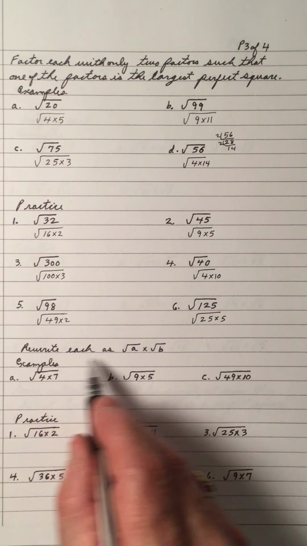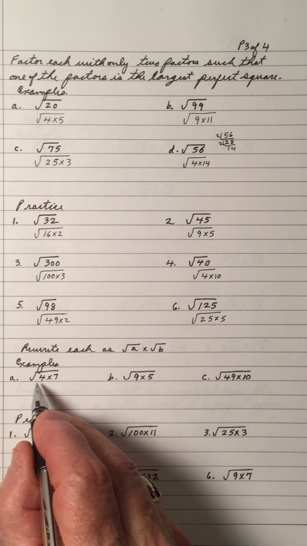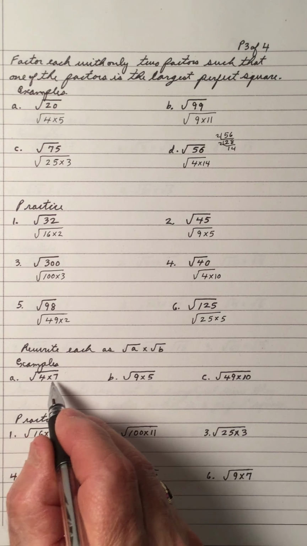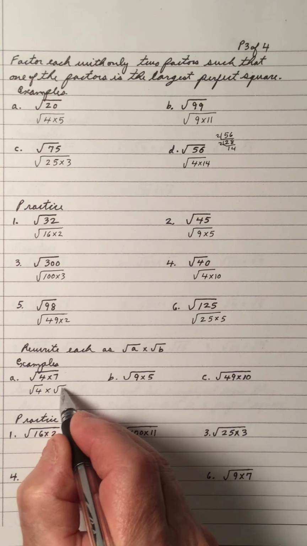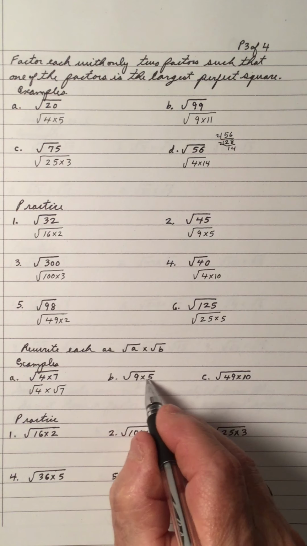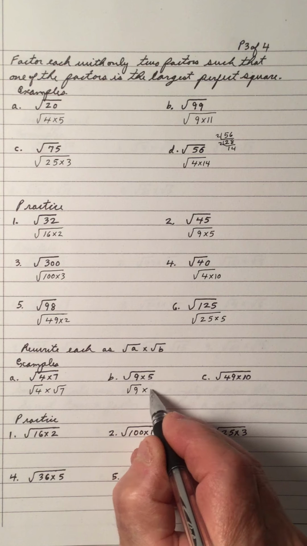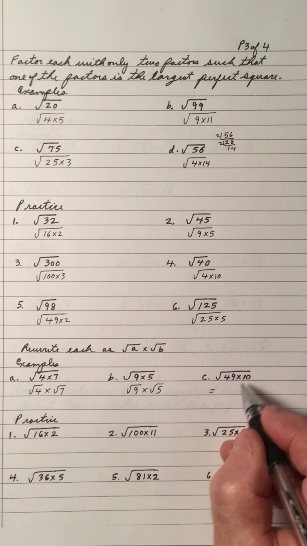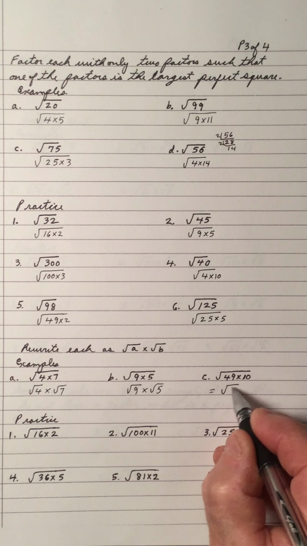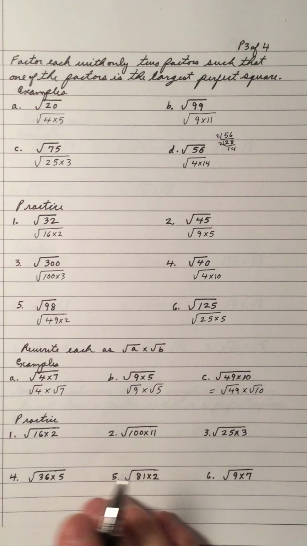Next part, write each as a squared times b squared. So the root of 4 times 7 is the root of 4 times the root of 7. B, the root of 9 times 5 is the root of 9 times the root of 5. And the root of 49 times 10 is the root of 49 times the root of 10.